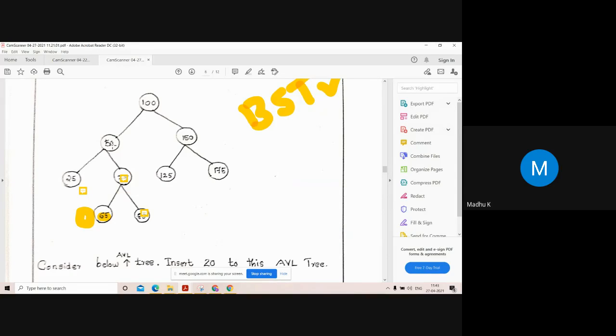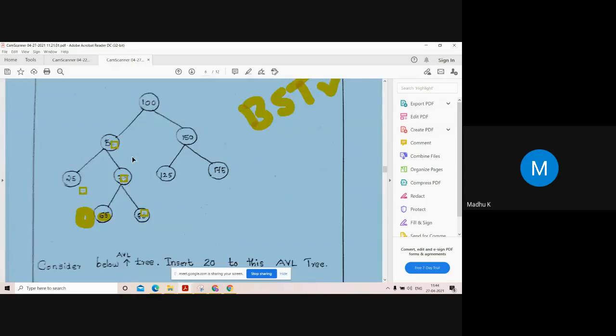Next, we will check this one, 50. What is the balancing factor of 50? What is the height of left subtree? It is 1, from 50 to 25. Only one path is there, so the height is 1. And the right subtree is 2. This is the longest path. So 1 minus 2 is -1. Is it okay? -1 is acceptable. Balance factor -1 is acceptable. So this is also okay.